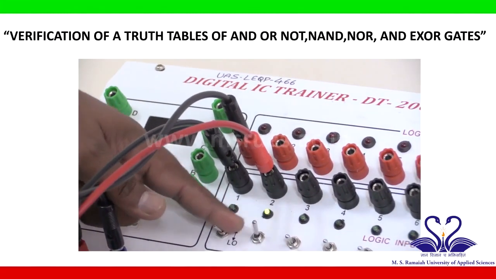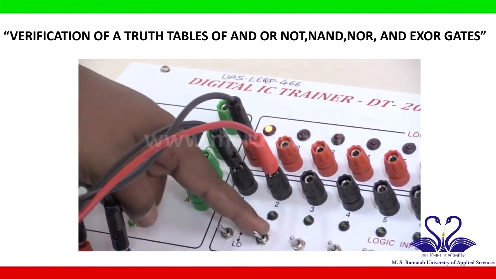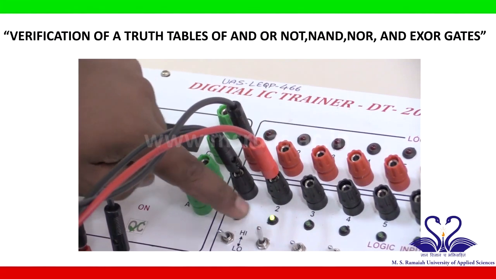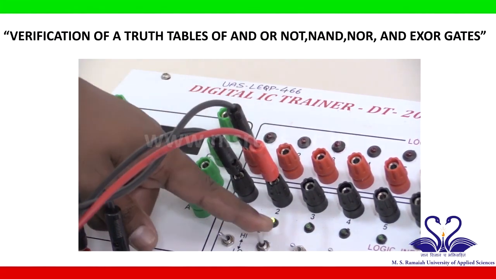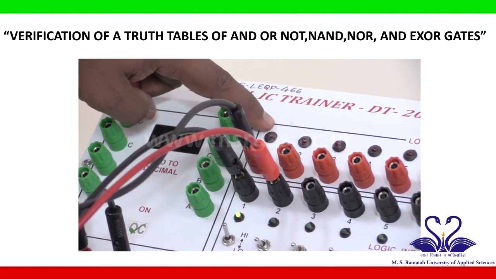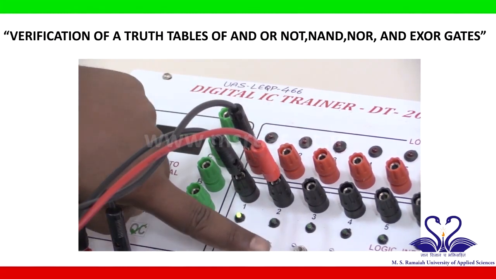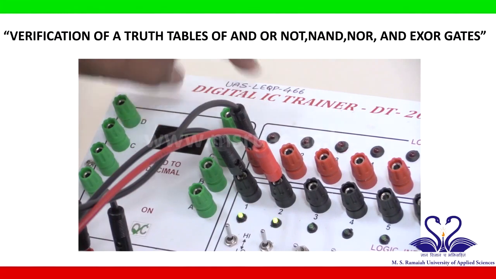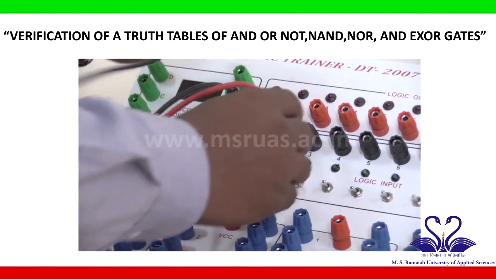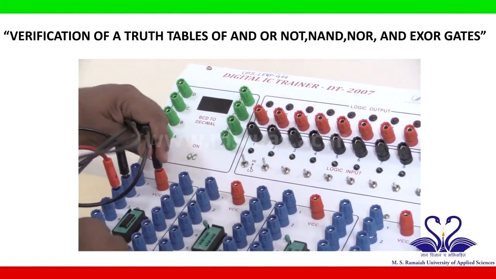Let us make input 0 0. For input 0 0, output is 1. Make input 0 1. For 0 1 input, output is 0. Make input 1 0. For 1 0 input, output is 0. Make input 1 1. For input 1 1, output is 0. Turn off the IC trainer kit and remove the patch cords and ICs.